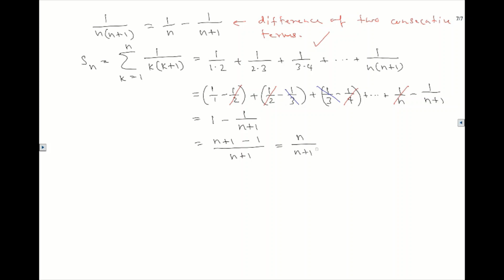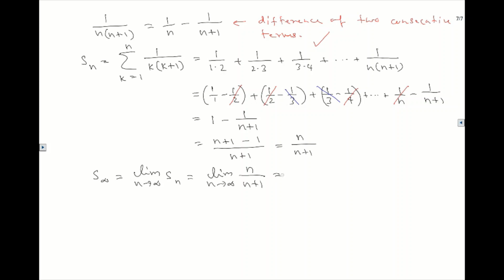Now what we want to do is send n to infinity to see the infinite sum. So S infinity is simply the limit when n goes to infinity of Sn. That means the limit when n goes to infinity of n over n plus 1.